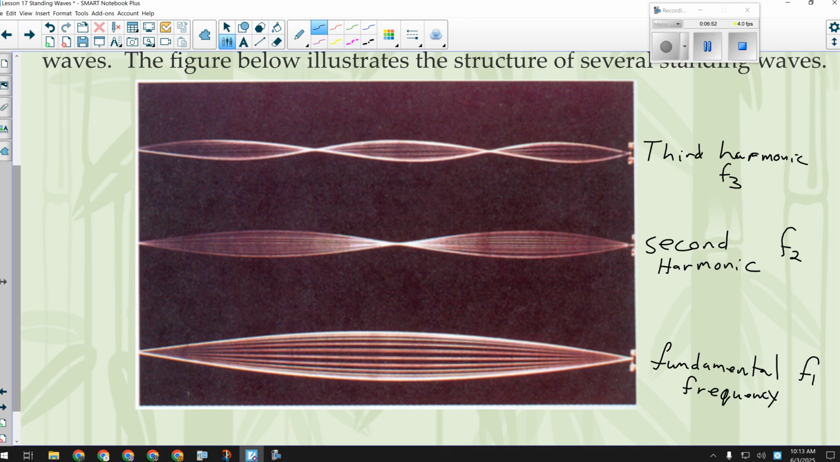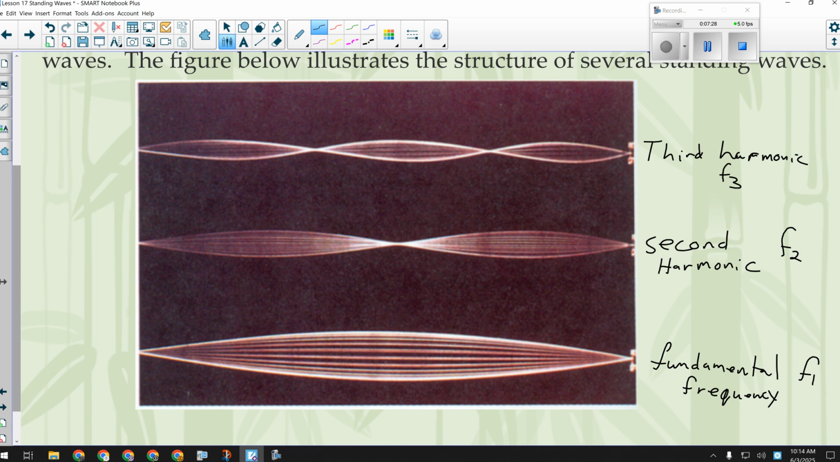Now, what do you notice about the numbers? How many areas of constructive interference does F1 have? Right? F2 has 2. So it's easy to remember. You can look at a wave pattern and go, oh, that's the fundamental frequency, or that's the second harmonic, that's F2, that's F3. You just have to look at how many areas of constructive interference there are, and it's easy to remember.